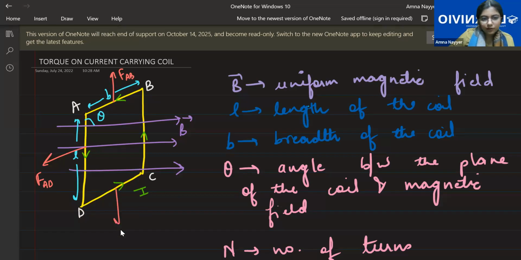Ma'am, but the current is flowing from D to C, right? Yes, D to C. So inside, like this, inside the page. D is this, C is this. If I draw it like this, you will see it like this, but it's actually like this. So this is difficult to draw. So this is the D point, this is the C point. So current is going inside. So inside, magnetic field towards the right, curling the fingers towards the right, thumb pointing downwards. Okay.